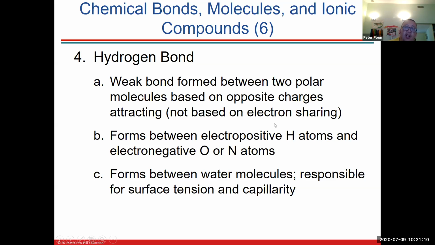The hydrogen bond is a weak bond formed between two polar molecules based on opposite charges. It's not only water, but water is the most obvious place where you can get a hydrogen bond. And it's responsible for surface tension.